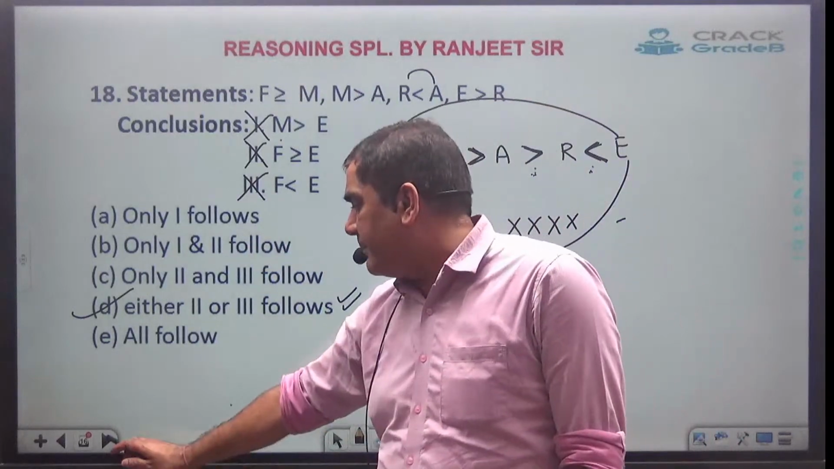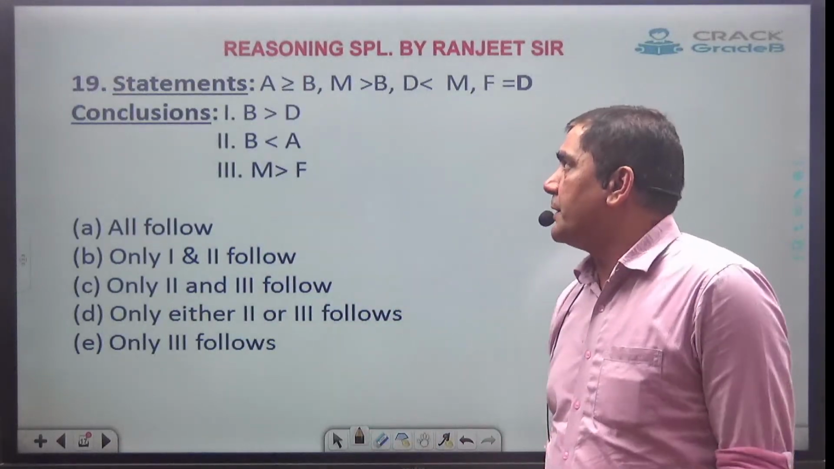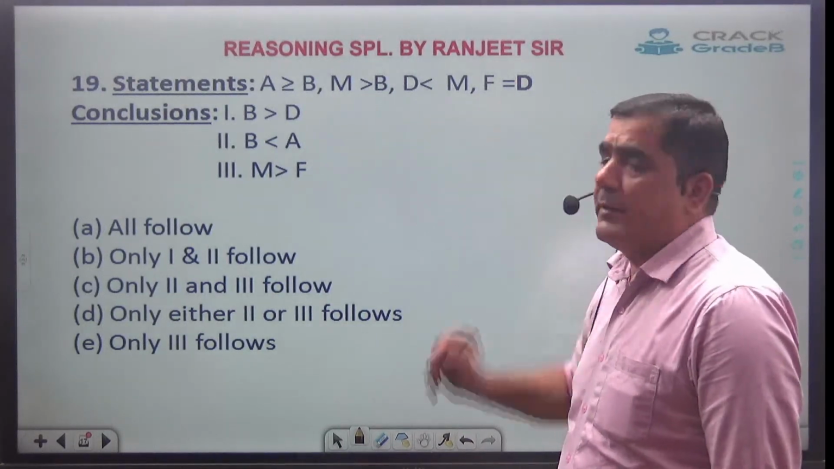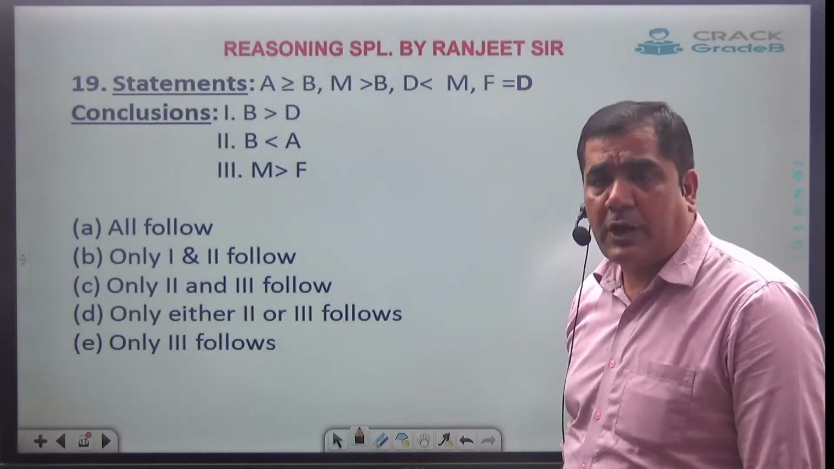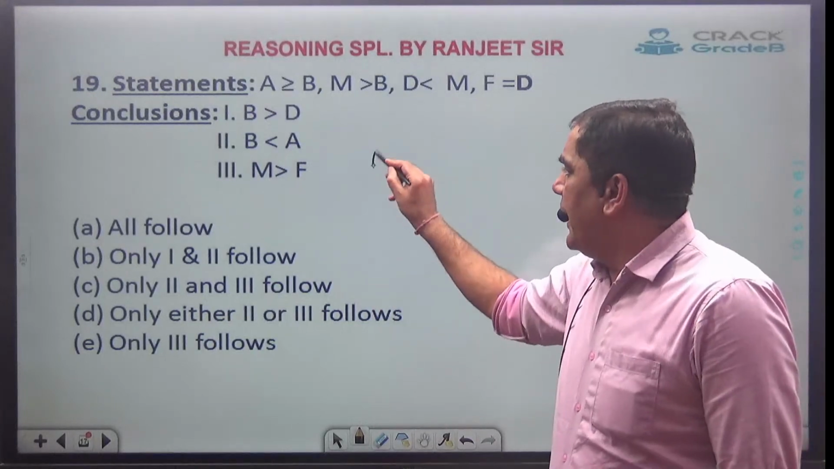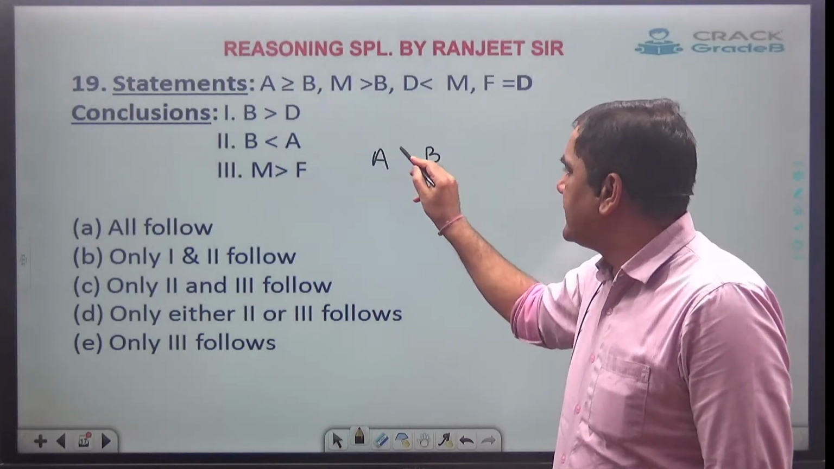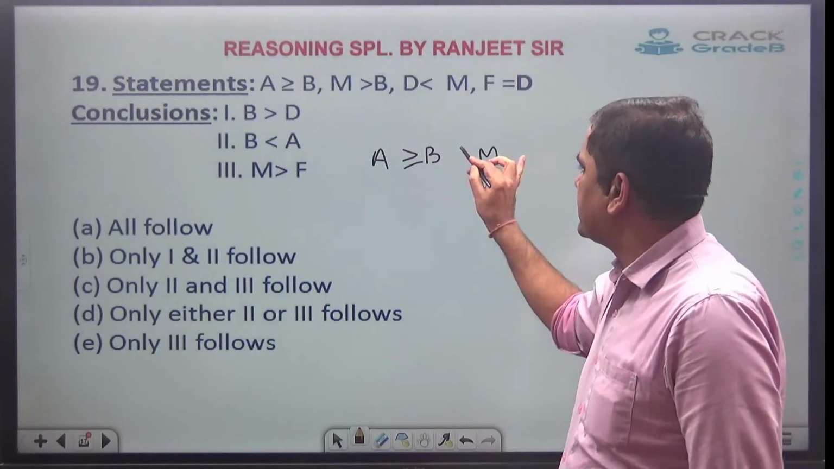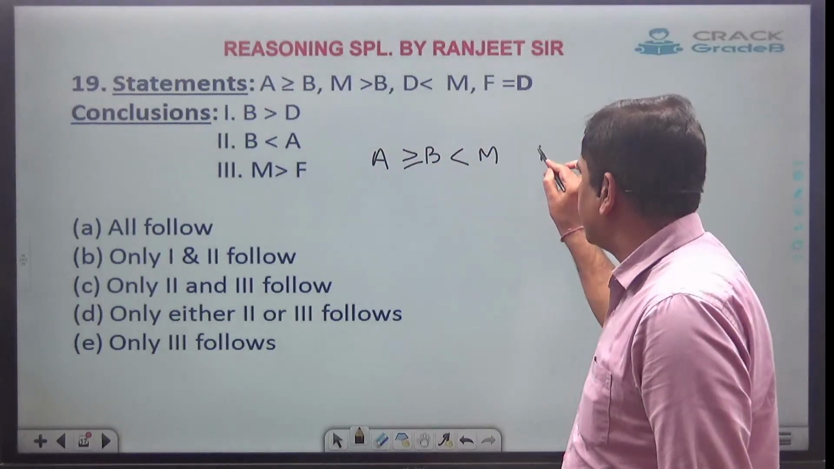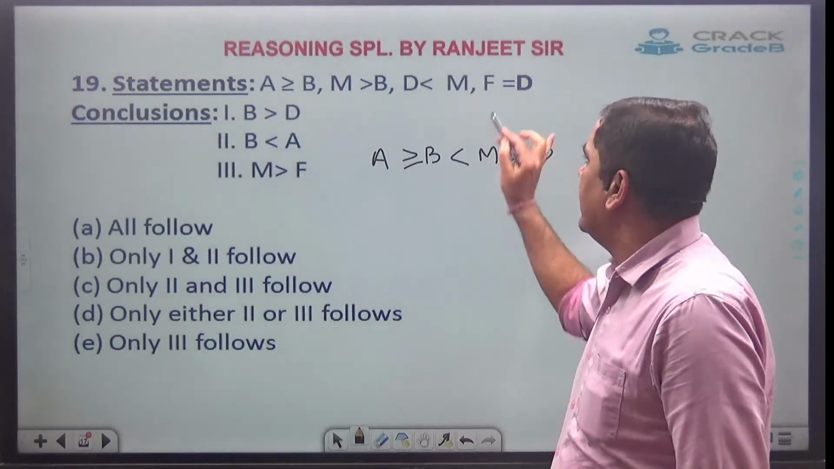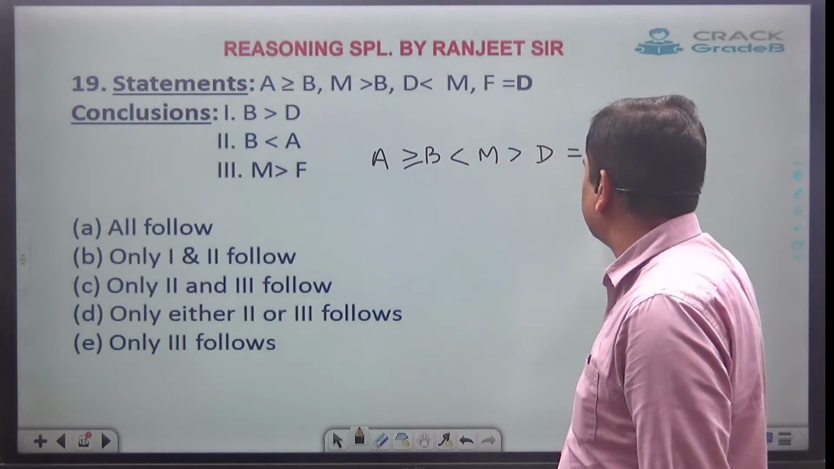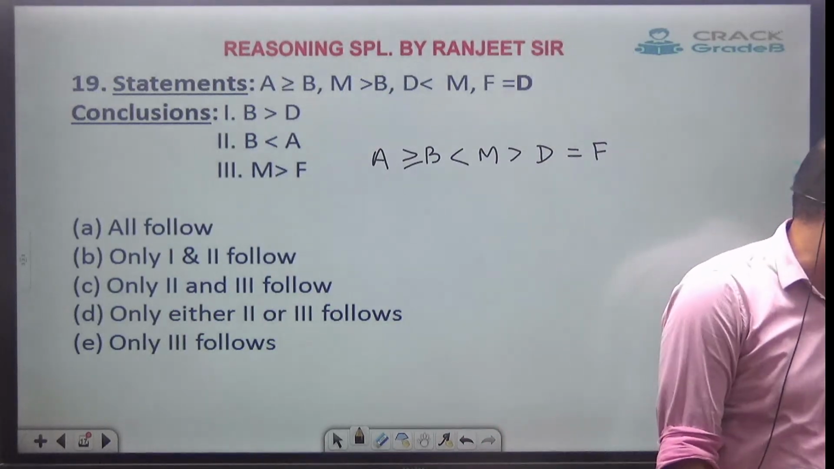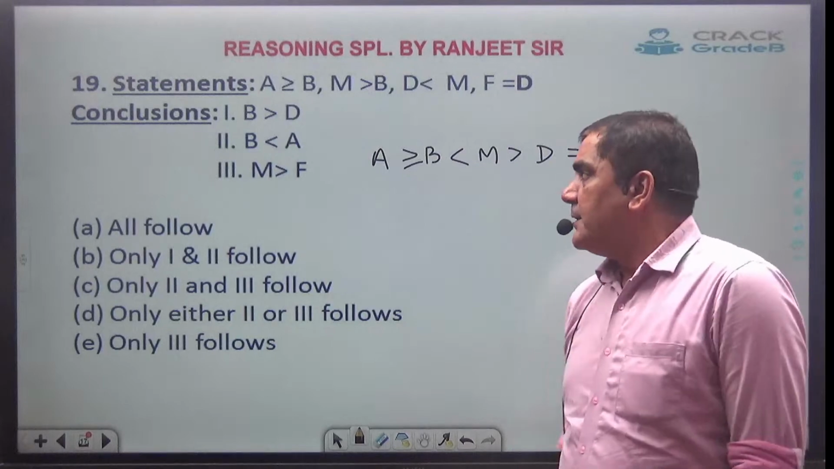Now let's go for question number 19. Let's do it. Again, here they have given uncombined statements, so my job is to combine them together. Let's combine. A adjacent will be what? B. Face is towards A or equal to. B adjacent will be what? M. So face is towards M. Then comes D. Face is towards M. Then comes F and face is equal to. Clear? Done. I have combined all the statements. Now let's go for the conclusions.